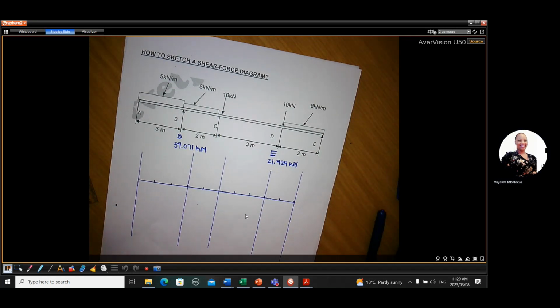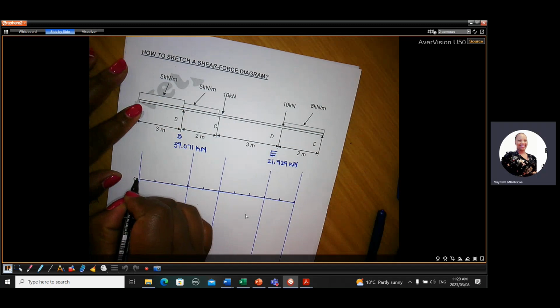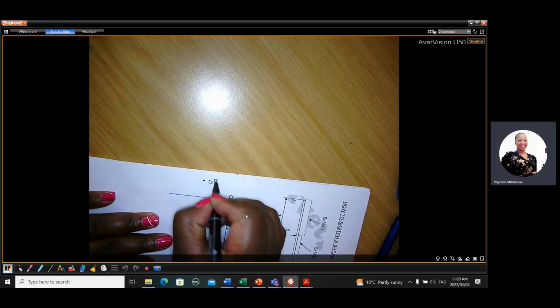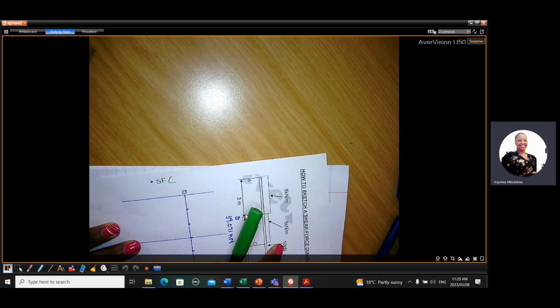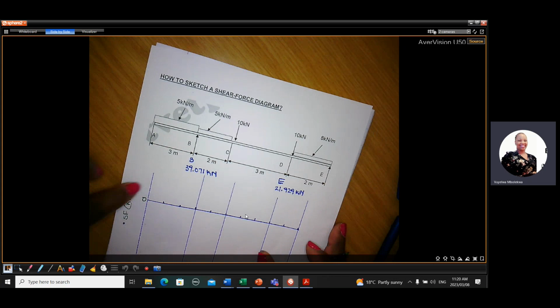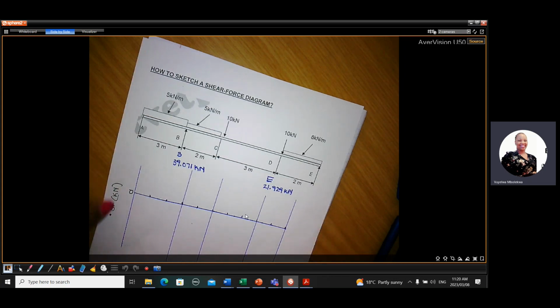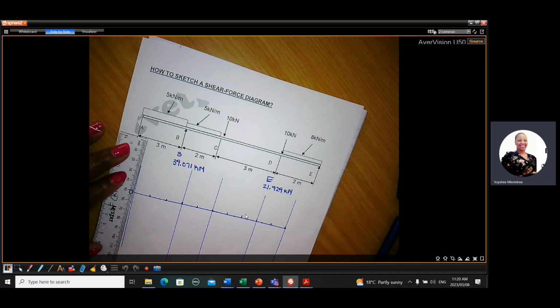Then our shear force diagram will always start at 0. You can label it here, shear force, and because the forces were in kilonewtons, you can say kilonewtons. If you label it over there, then you don't have to label each point. But if you don't put this label, then you must label each point and show that each point is in kilonewtons. Okay, so now we're gonna start.